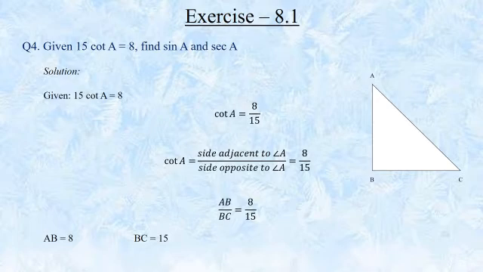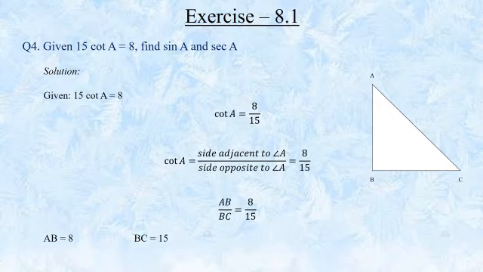Now, moving on to the next question. Question number 4. Given 15 cot A is equal to 8, find sin A and sec A. Given that 15 cot A is 8, so cot A is 8 by 15. In this question, the sides of the triangle as such is not given to us as in the previous question. So, we have to find the sides first. After that, we can find the trigonometric ratio.